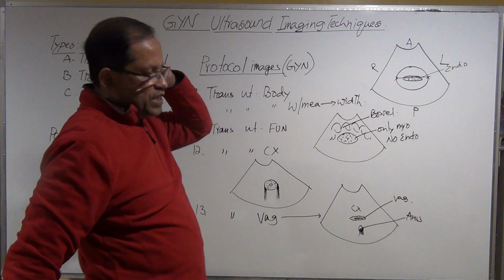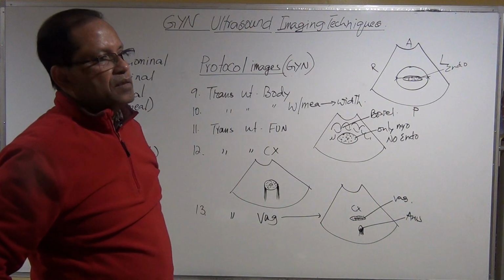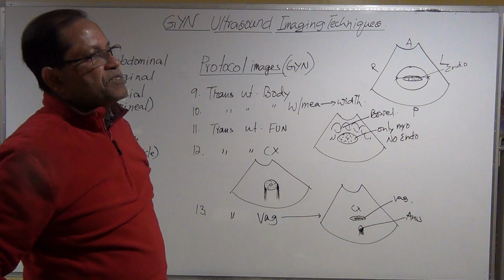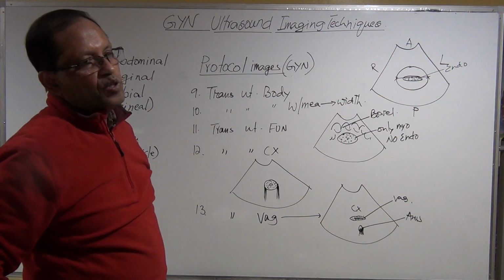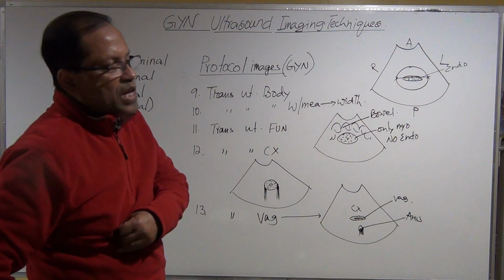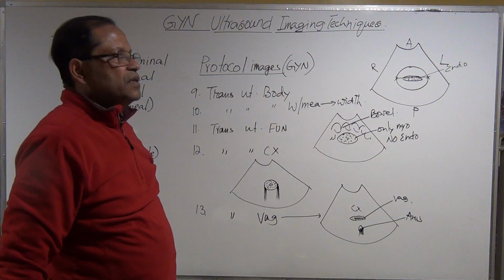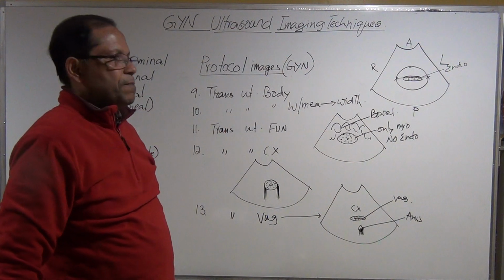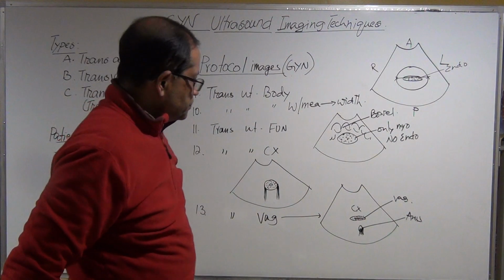Why do we need to see the cervix? Because cervical cancer is common. Cervix may have cyst, Nabothian cyst. Cervix even may have polyp. Cervix even may have fibroid. Cervix can have cervicitis, thickened, bulky. Okay, we'll discuss those in pathology.